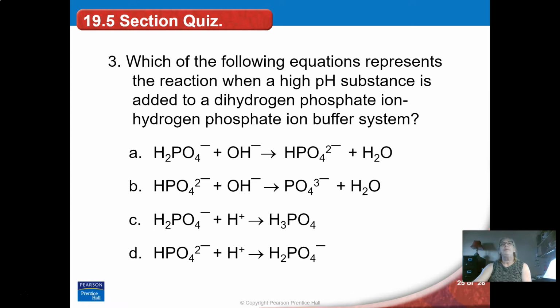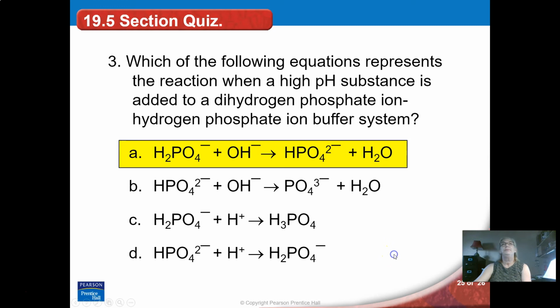Which of the following equations represents a reaction when a high pH substance is added to the dihydrogen phosphate ion buffer system there? You might need to pause me and think about that one. And here's the answer.